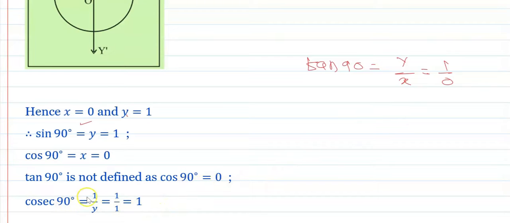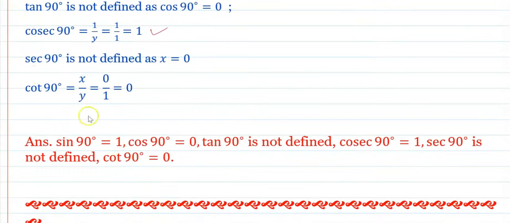Next, cosec 90. Cosec is 1 upon y. The value of y is 1, and hence cosec 90 is 1. What about the sec 90? Sec 90 is also not defined. It is 1 upon x. The value of x is 0. Next, cot of 90. Cot 90 is x upon y. The value of x is 0, y is 1, and hence cot of 90 is equals to 0. And in this way, sin 90 is 1, cos 90 is 0, tan 90 is not defined, cosec 90 is 1, sec 90 is not defined, and cot 90 is equals to 0.